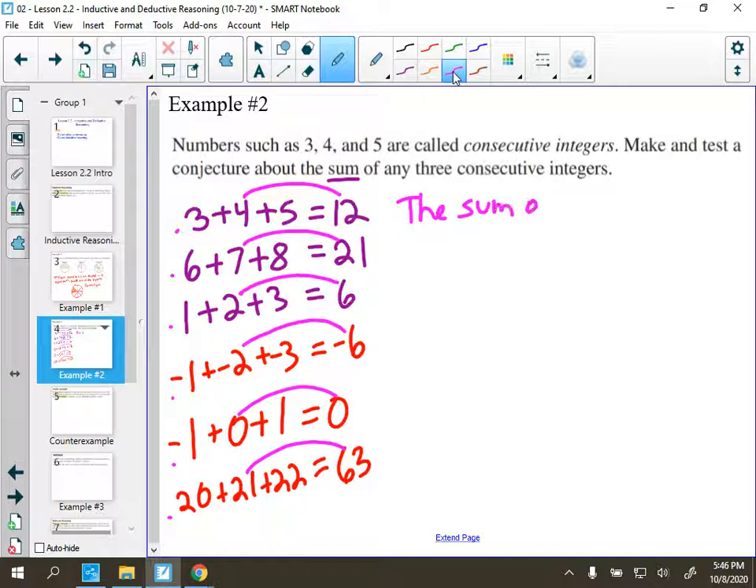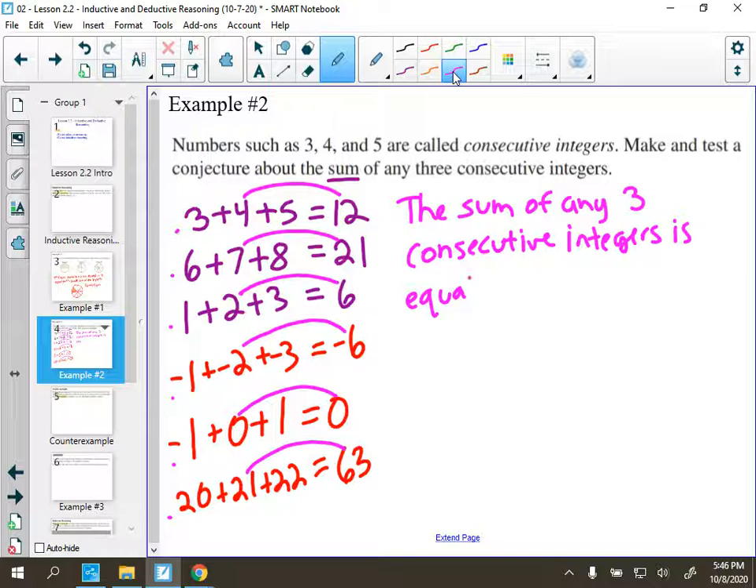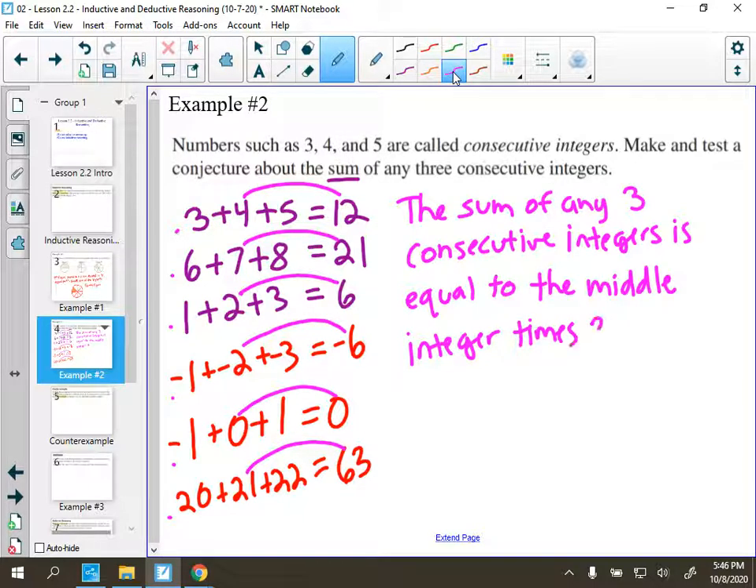This is my conjecture now: the sum of any, so I'm trying to expand it to make it apply to everything, the sum of any three consecutive integers is equal to, let's just say the middle, I think that makes sense, the middle integer times 3, or multiplied by 3.